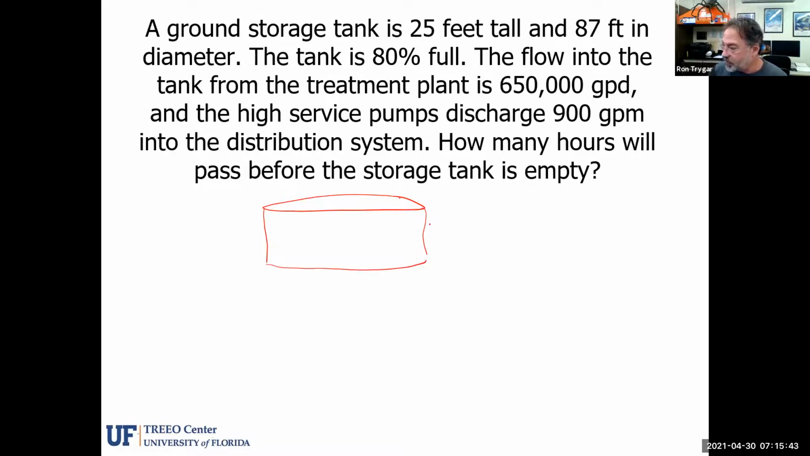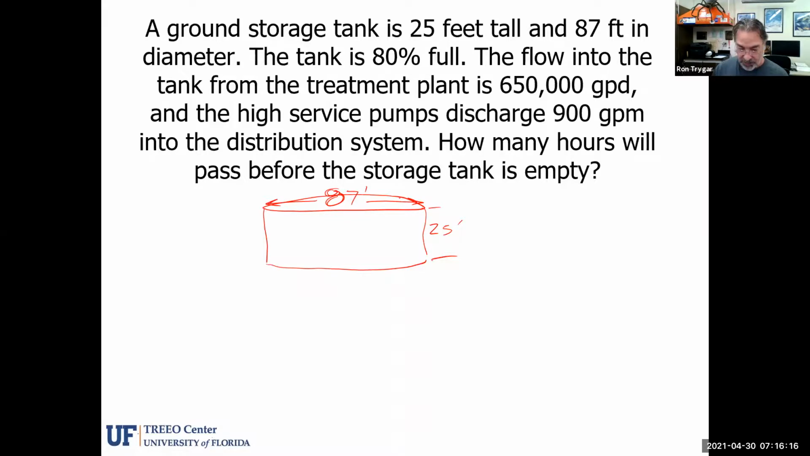We've got a tank that's 25 feet tall, right? So there's 25 feet, and it's 87 foot in diameter. So we're going to put 87 foot here, right? So that's coming across there. So that's 87 foot in diameter. And now we need to know how many gallons are in the tank. So remember the formulas that we did earlier. I'm going to use 0.785 times 87 times 87 times 25. And we're trying to get gallons in the tank.